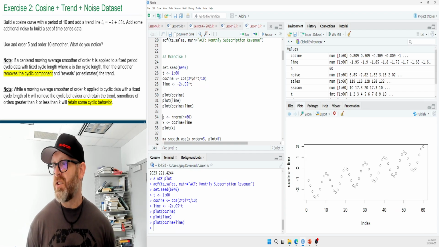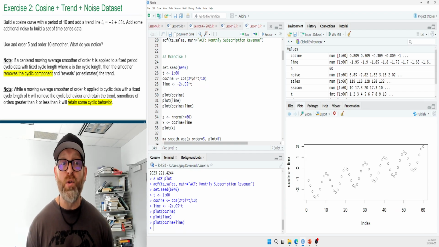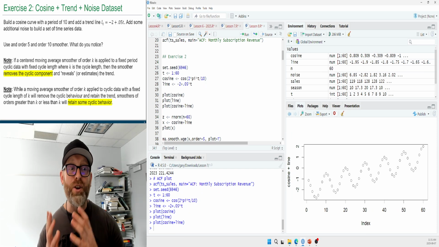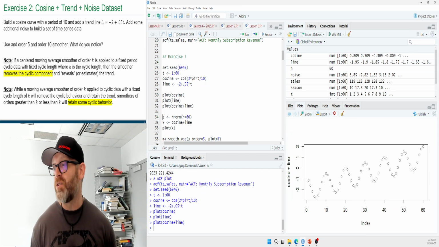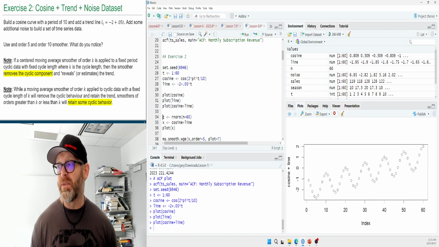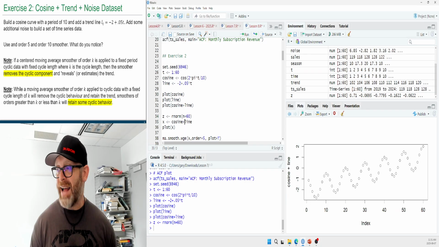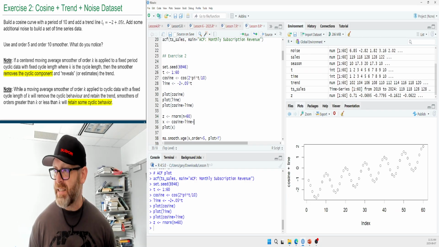All right. So now let's create some random noise. This is what we're normally going to get when we get the data. There is going to be a noise aspect to it. So I'm going to use a standard normal distribution, n is equal to 60. So again, I'm generating 60 data points of random noise. I want to add this to my x here.